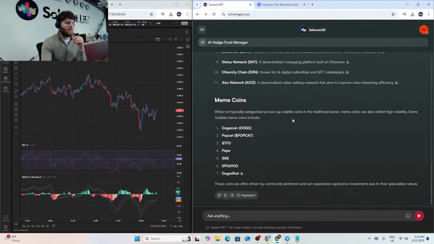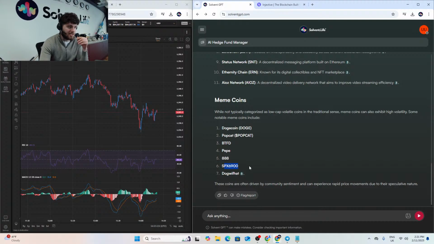Now we have 7 meme coins down below. If you are someone interested in meme coins, this is definitely a software you want to take a look at. There's been multiple occurrences where I've used this software to find meme coins, and those meme coins have gone and exploded overnight. A fantastic software, one of which is 888 coin.